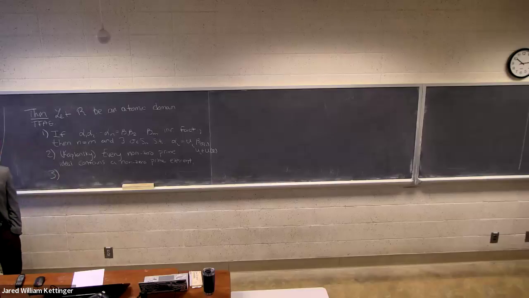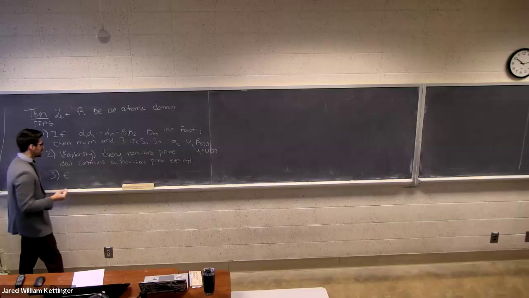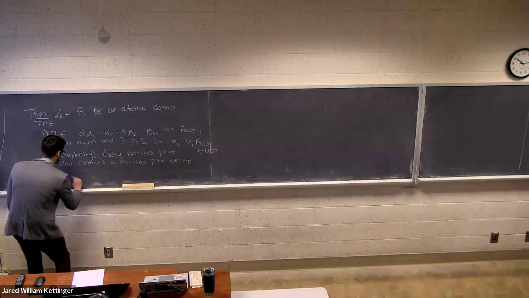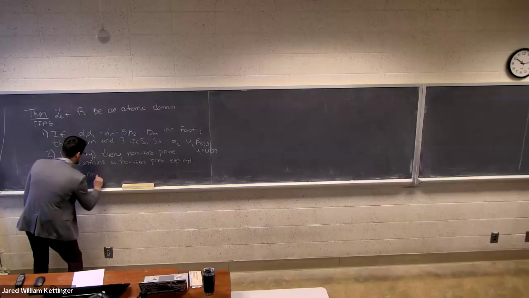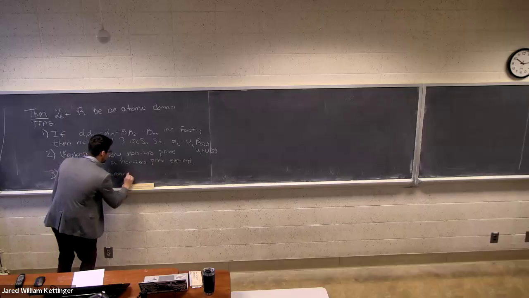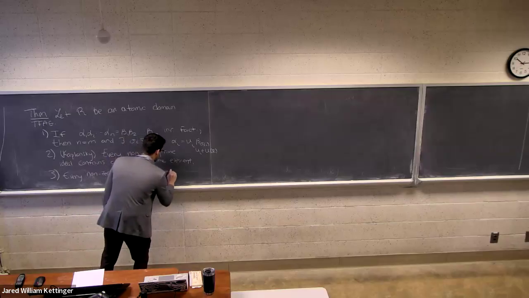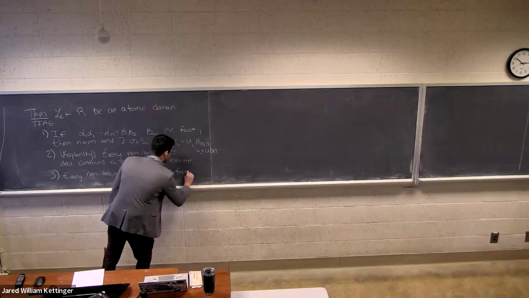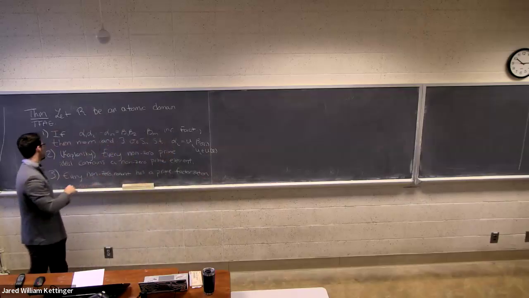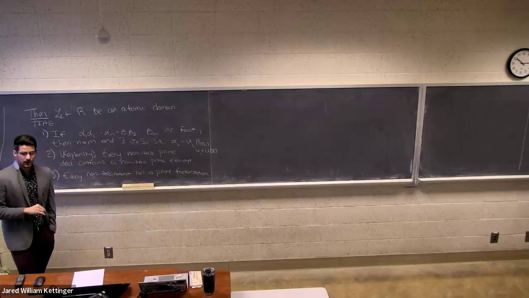One more we can state even quicker probably. Every non-zero non-unit has a prime factorization. So if something satisfies one, hence all of these, we're going to call it a unique factorization domain. And this is essentially the gold standard of factorization.